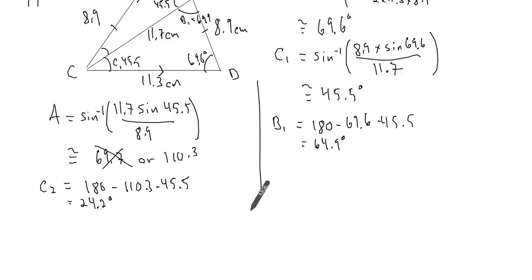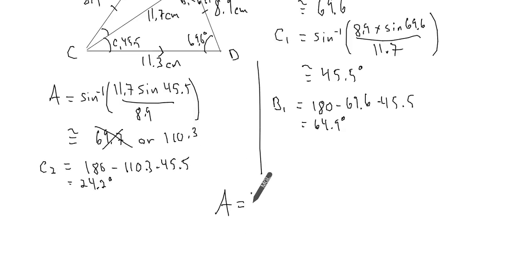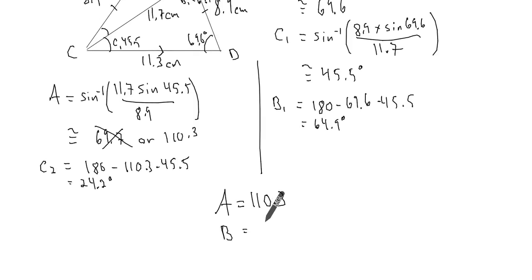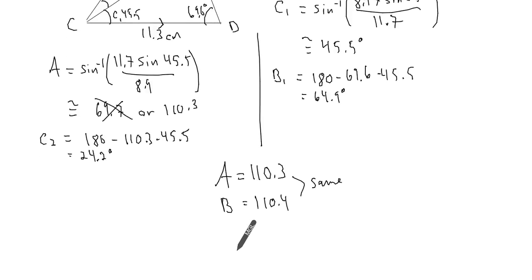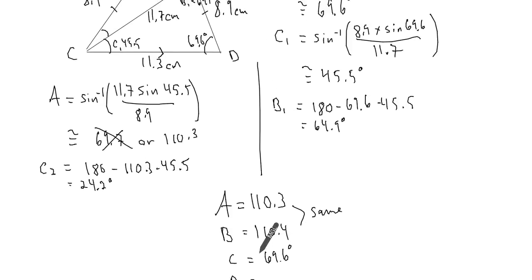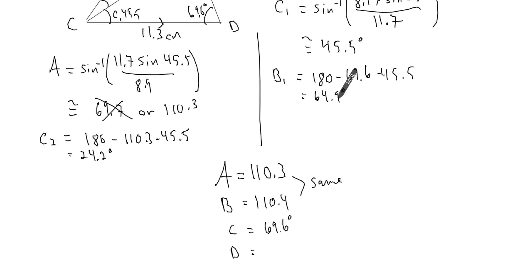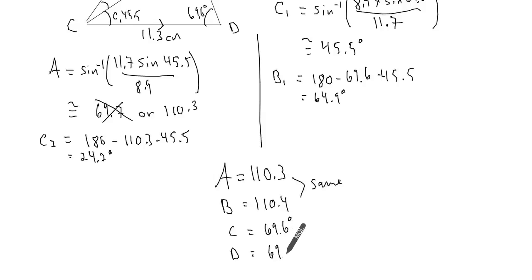It takes a little bit of work, but angle A is equal to 110.3. Angle B, which is right here, is 45.5 plus 69.9, which is equal to 110.4. These two are basically the same because of rounding, they're a little bit off, which makes sense because it's the same length. So angle C is 69.6 degrees, and angle D is equal to C2 plus C1, which gives us 69.7 degrees.